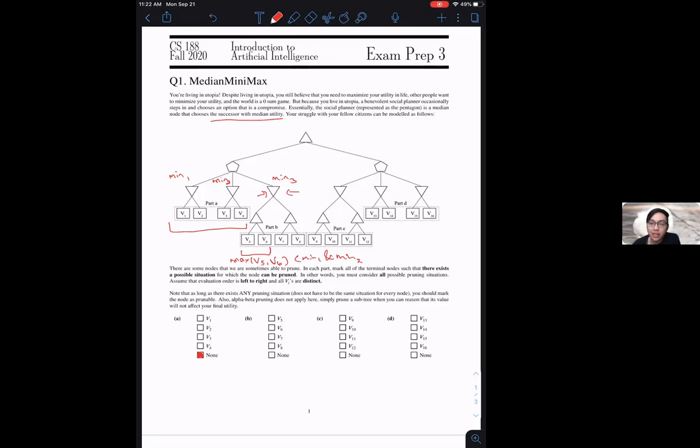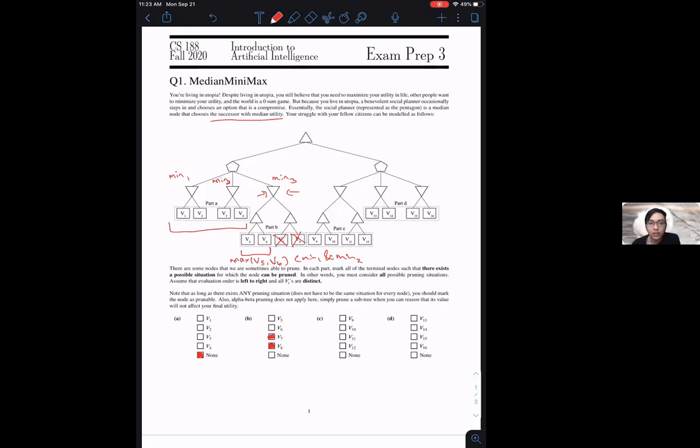And so the median that gets returned is going to be the minimum of both min1 and min2, and it completely ignores the subtree of min3. Therefore, we can say that we can definitely prune v7 and v8, because we don't need to look at their values in order to determine what value gets returned to the median node in certain cases.